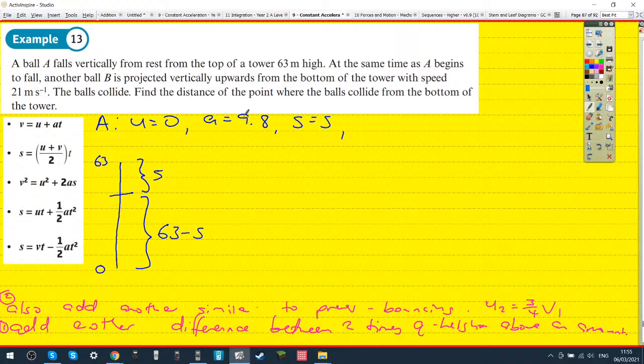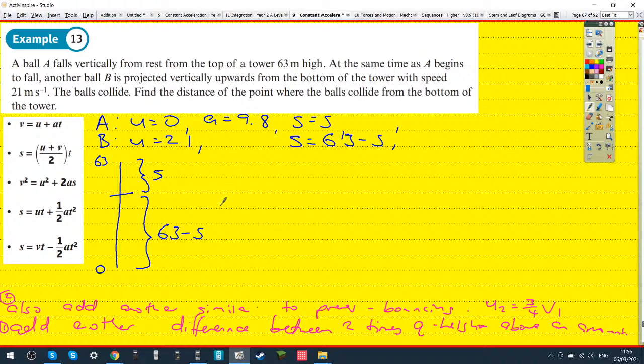So for ball A, we have U, we have A, we have S. How about ball B? We have initial velocity is 21. So U is 21. Would S be 0? That would just be the end of its journey. So S for ball B, would it be 63 minus S? Yeah, that would be 63 minus S.